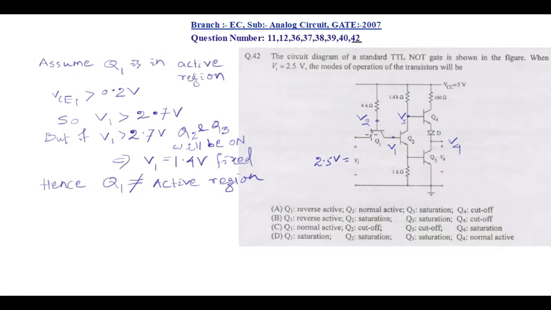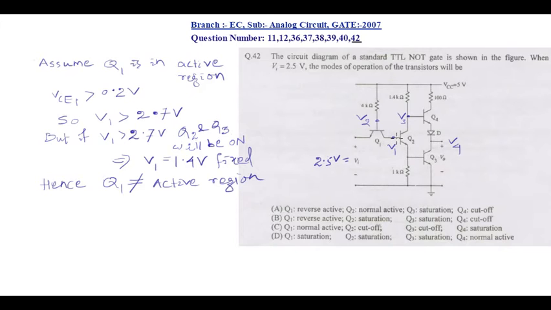If Q1 is in normal active region and the input voltage is applied, that is 2.5 volt according to the question, then for Q1 to be in active region, V1 should be at least greater than 2.7 volt. How? Because if Q1 is in active region, then Vc1 should be greater than 0.2 volt. In that case, V1 will become 2.5 volt plus 0.2 volt, that is 2.7 volt.